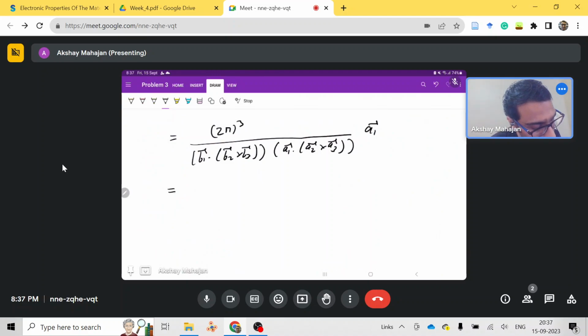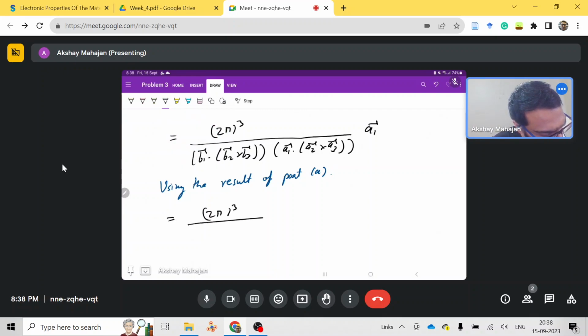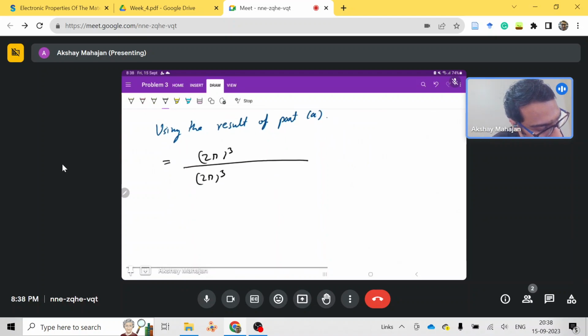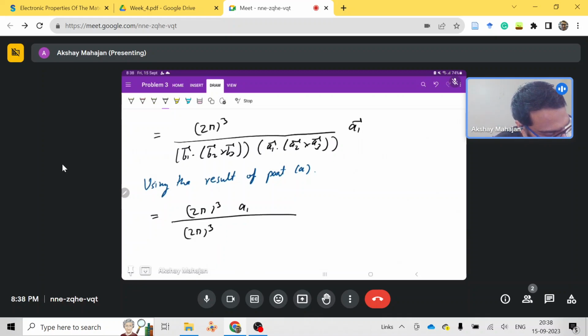So I can just write it here. So this will be now using the result of part A. What we can write is 2 pi whole cube, and on the top I will have a1 vector dot a2 vector cross a3 vector, and this is coming from this one. Okay, this is coming by replacing this from part A.